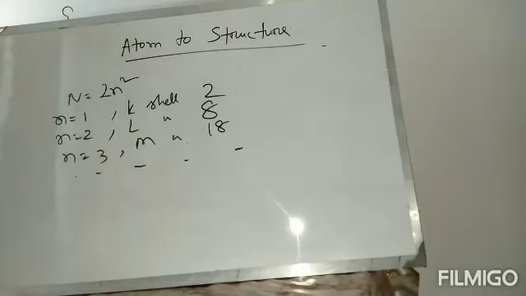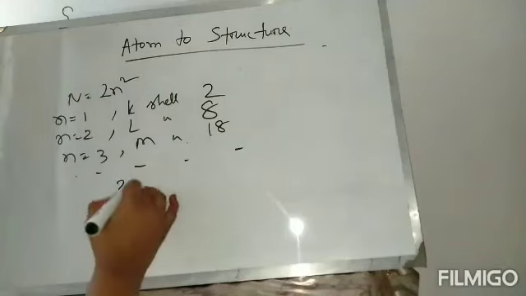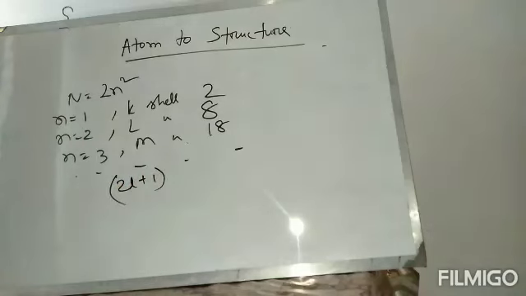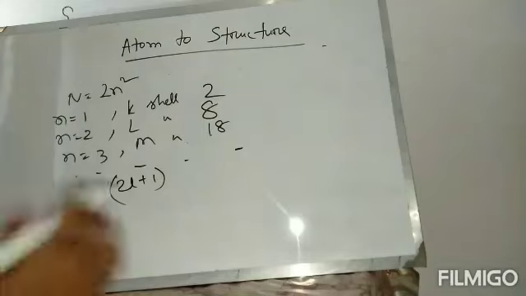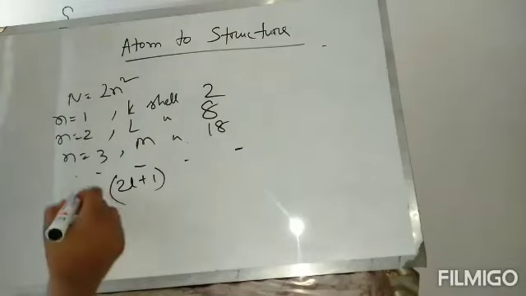Now for the azimuthal quantum number, each suborbit takes 2l plus 1 number of electrons, but it has two spin states, so it will be multiplied by 2.